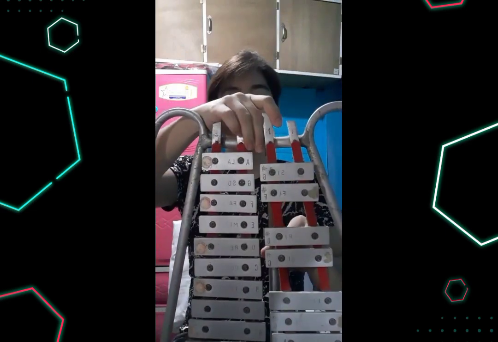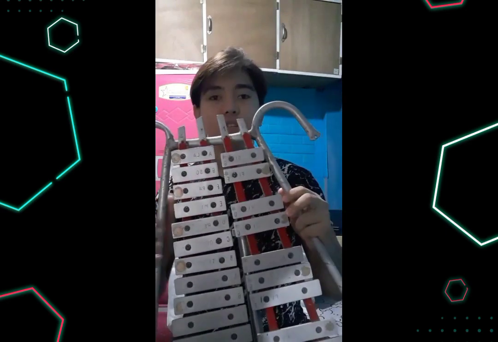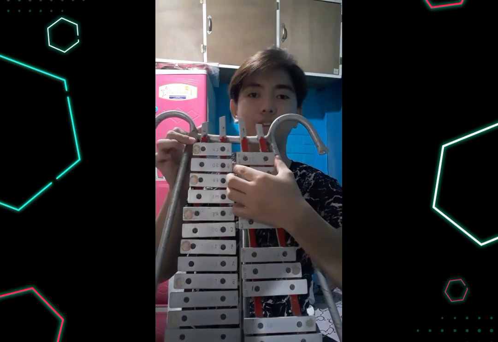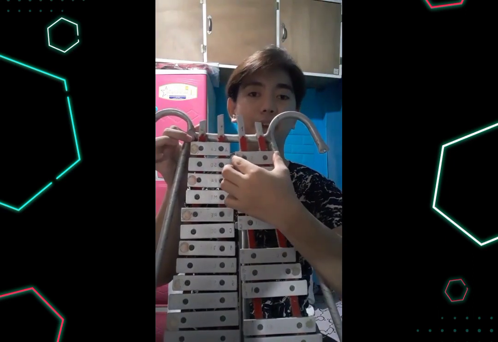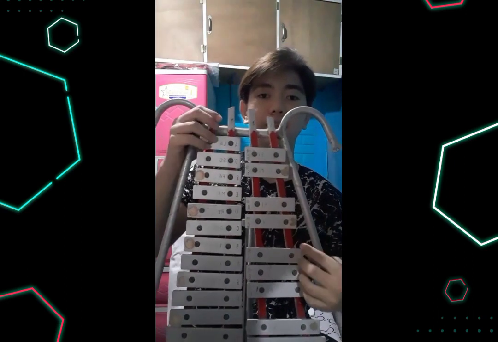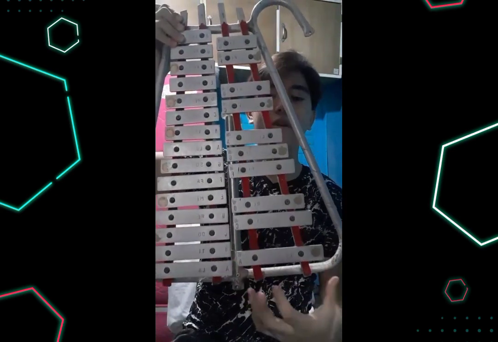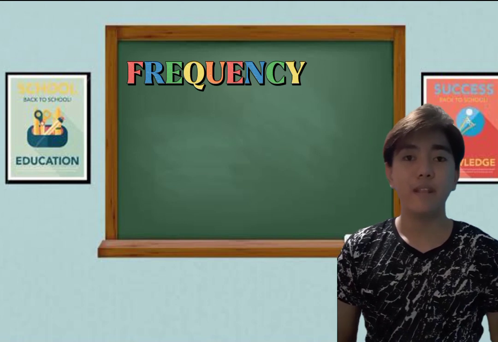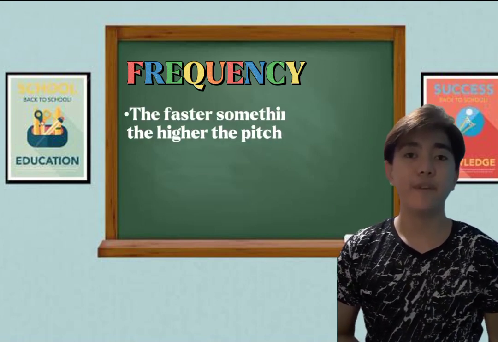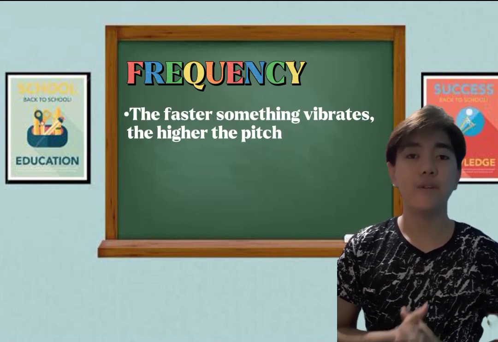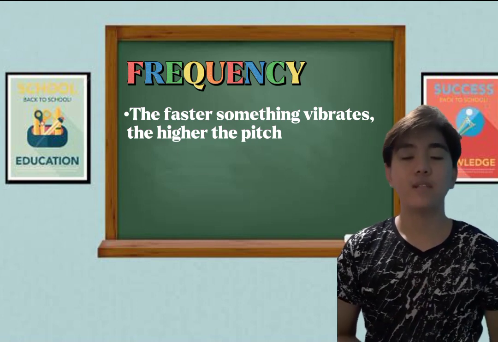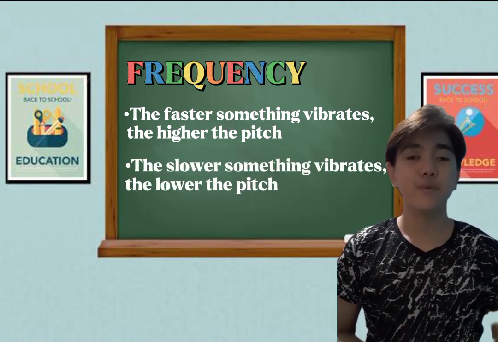One of the reasons is because the vibration here in the smaller bar can travel much faster than the vibration here in a much wider bar. So again, in frequency, the faster something vibrates, the higher the sound or the pitch. And the slower something vibrates, the lower the sound or the pitch.